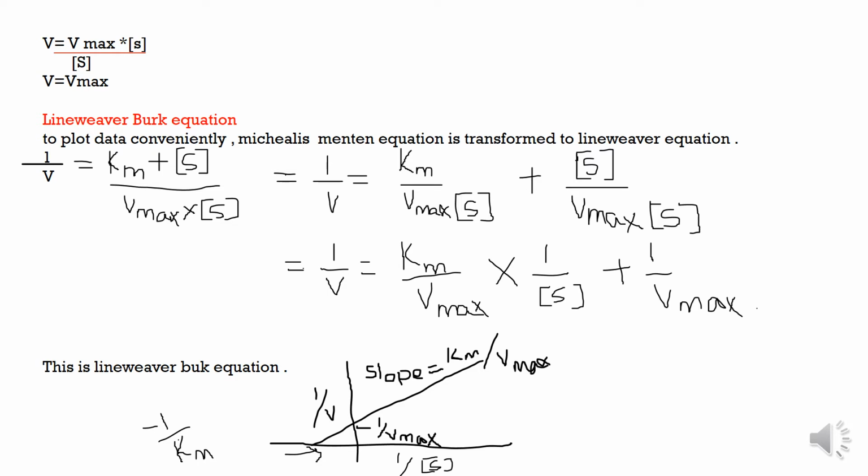The Lineweaver-Burk equation is used to plot the data conveniently. The Michaelis-Menten equation is transformed into the Lineweaver-Burk equation: 1 upon V equals Km plus S upon Vmax multiplied by S, which equals Km upon Vmax multiplied by S plus S upon Vmax S, which gives 1 upon V equals Km upon Vmax multiplied by 1 upon S plus 1 upon Vmax. This is the Lineweaver-Burk equation, and this is the plot. I hope you can understand that.